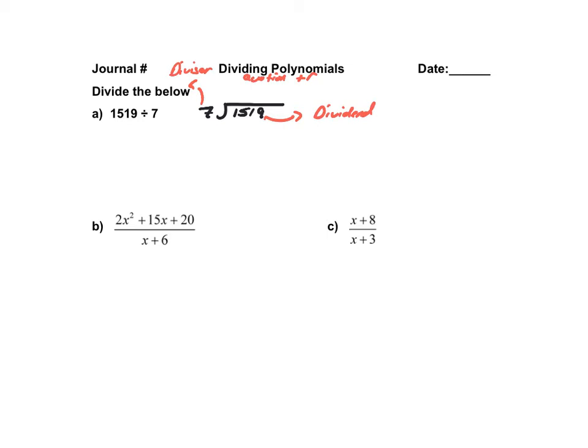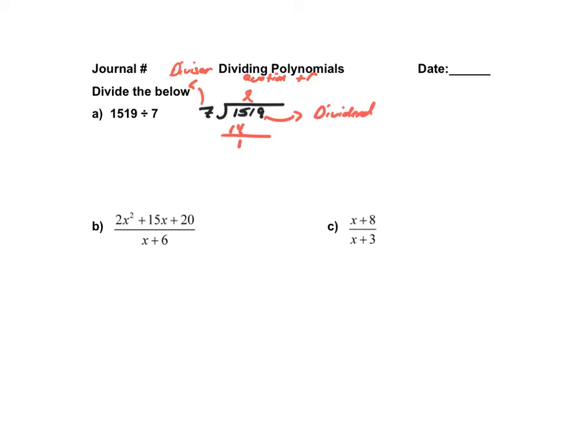So the first thing you do is you look at it and say, okay, I can't take 7 and divide it into 1, but 7 can go into 15, and it can go in 2 times. Keep everything lined up nice and neat. That's going to be crucial when it comes to polynomials. Then you multiply. 2 times 7 is 14. You can draw a little line because now you're going to subtract to get whatever is remaining from 1,500. So when you subtract 15 take away 14, you're left with 1.